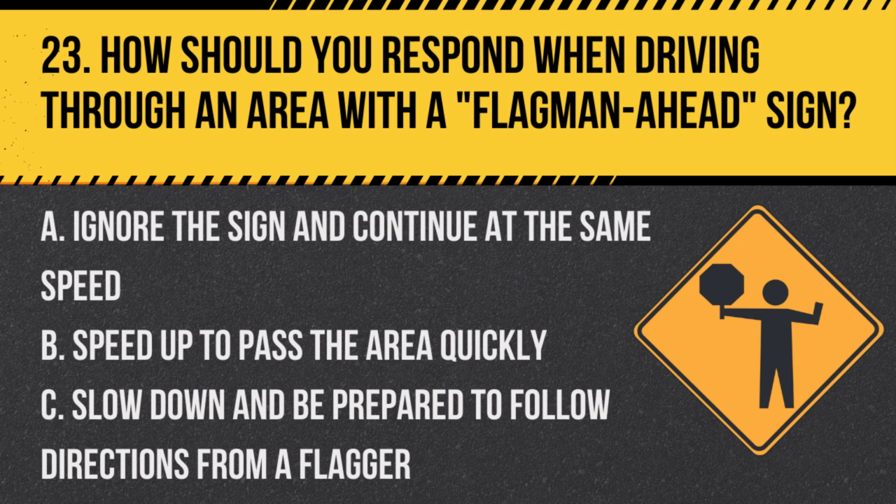Question 23. How should you respond when driving through an area with a flagman head sign? A. Ignore the sign and continue at the same speed. B. Speed up to pass the area quickly. C. Slow down and be prepared to follow directions from a flagger. Answer: C. Slow down and be prepared to follow directions from a flagger. This sign indicates road work or an obstruction ahead where a flagger is directing traffic.